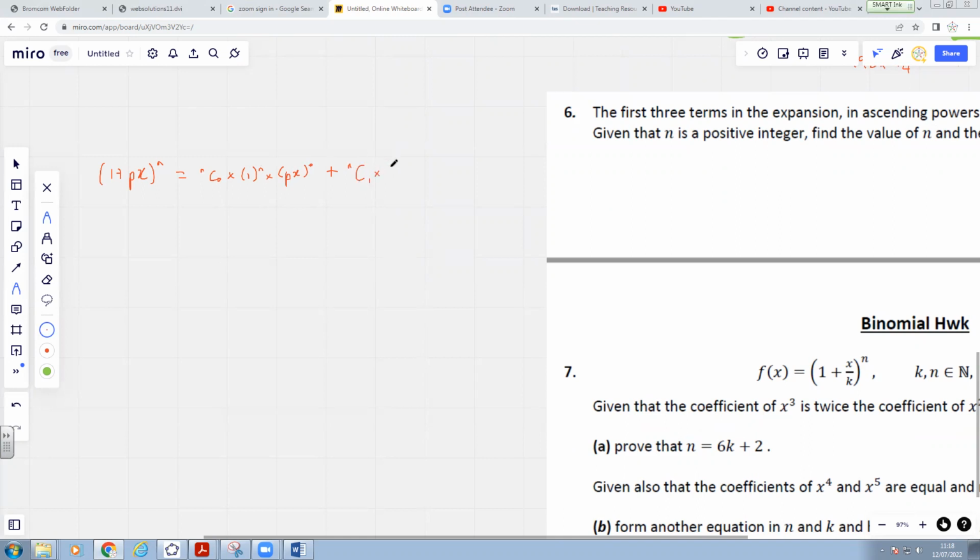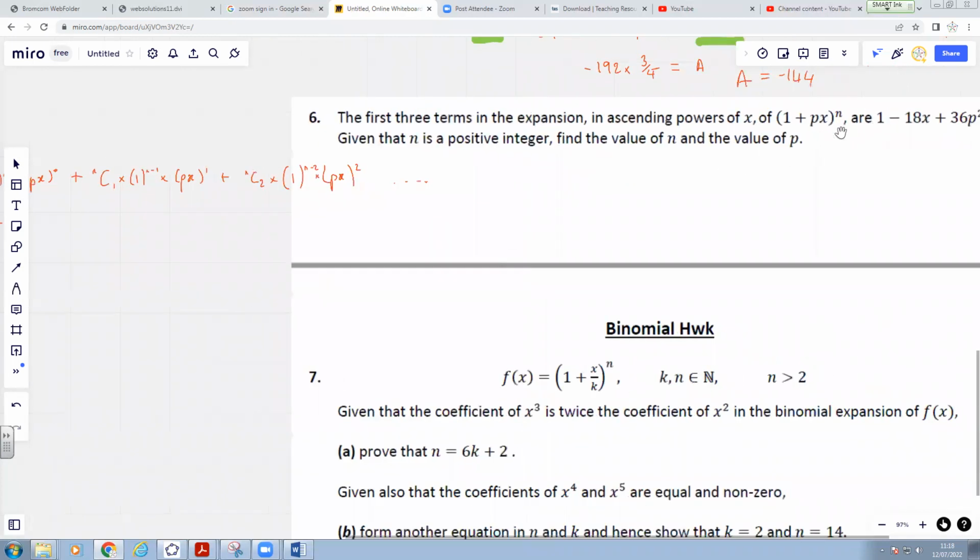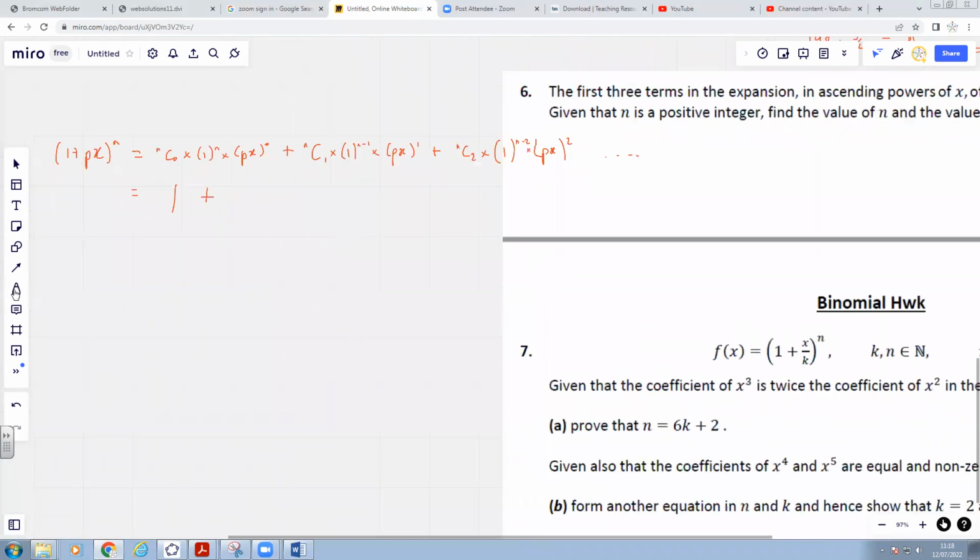Next, we're going to have n choose 1 multiplied by 1 to the n minus 1 multiplied by px to the power of 1. And next, we're going to have n choose 2 multiplied by 1 to the n minus 2 multiplied by (px) all squared. Dot, dot, dot. I only need the first 3 terms, so that's fine. Now, n choose 0 is 1. 1 to the power of anything is 1. And px to the power of 0 is 1. So that's 1. That hasn't really told us much because we already knew. It's reassuring, I suppose, because they also start with a 1.